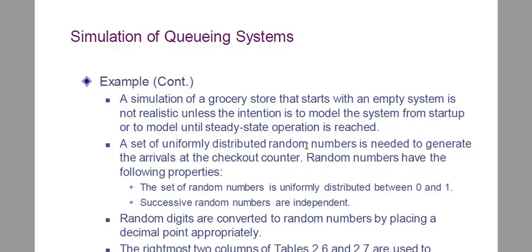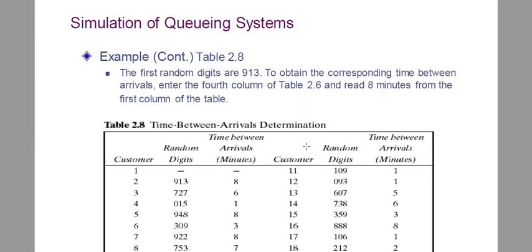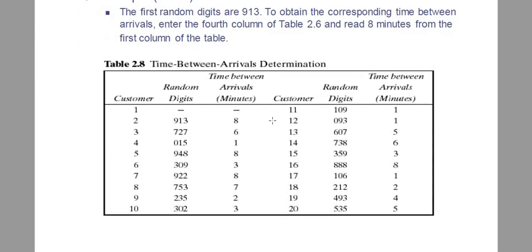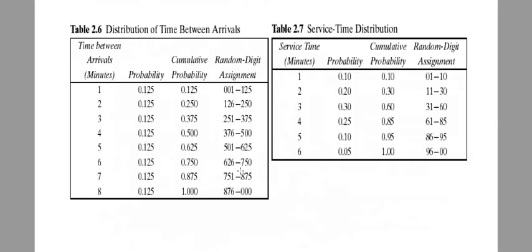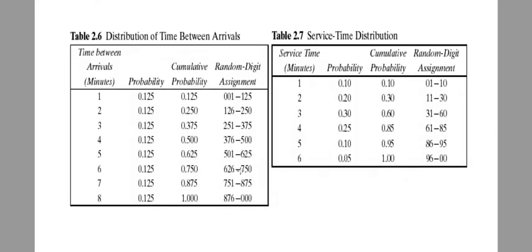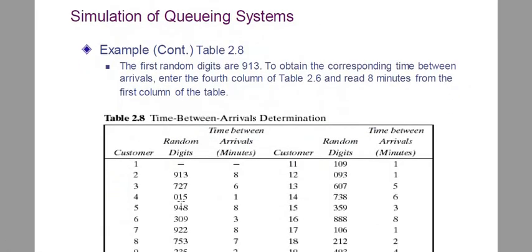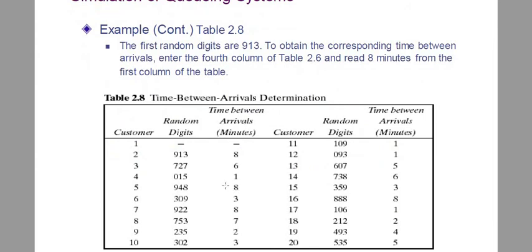So go to next. From this, the random digits will be given in the examination. From these random numbers, we can find out the time between arrivals. Suppose customer 5 has come up with the random digit 948. So we can find out the minutes for customer 5. 948 is in the range for interval time, so it will have 8 minutes of interval time. So we can see that it has 8 minutes of interval time.